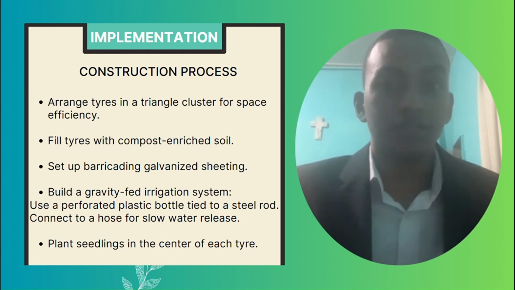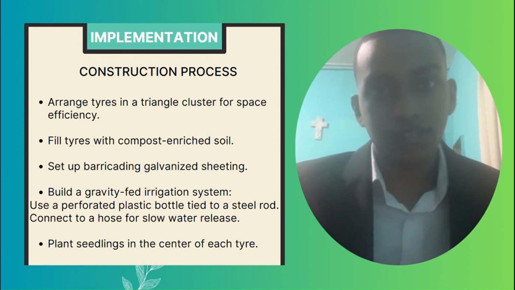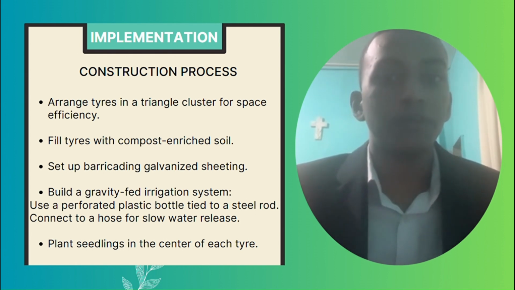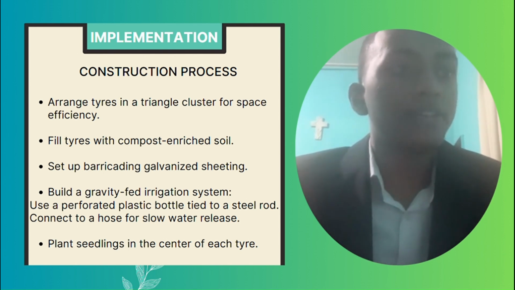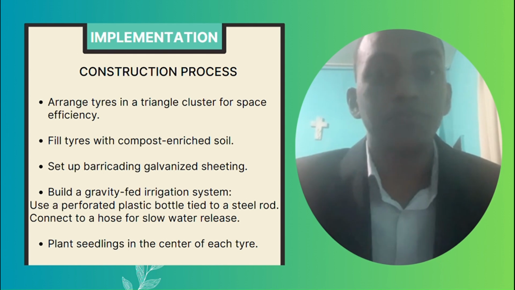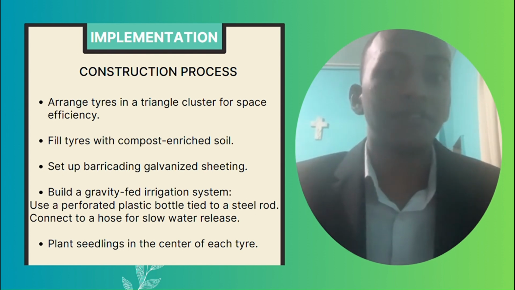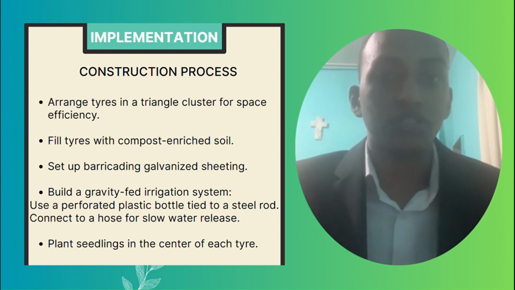We set up the barricading galvanized sheeting to the left side of the gardening system. We also built a gravity-fed irrigation system that operates in terms of gravity as it pertains to the flow of the water. And we used a perforated plastic bottle, which we pierced using a heat gun, right? And this was tied to a steel rod and placed in the center of the three tires. And we connected a hose for the slow and even water distribution. And lastly, we planted the seedlings in the center of each tire.